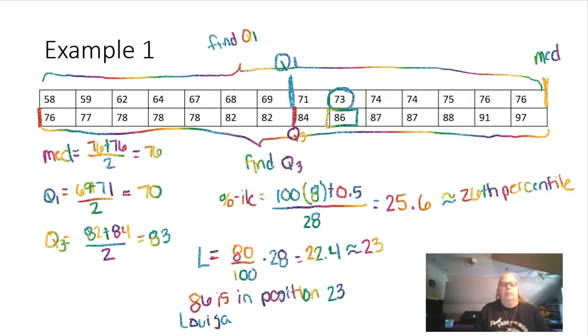Louisa. All right, and here's our conclusion. Louisa will get an A because 88, which was her score, is greater than 86, which is the number that was in the 23rd position.